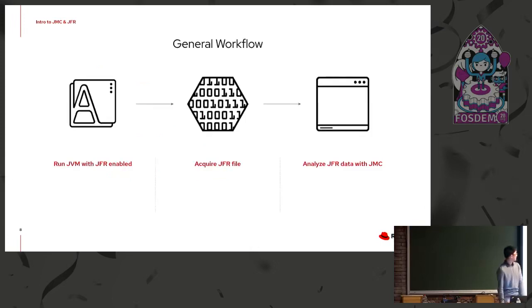If we just look at a general workflow, you run your JVM with JFR enabled, with various configuration options. That will output a JFR file that you will need to store somewhere, probably not in the production system. And then eventually you get that JFR file maybe onto your local desktop, and you analyze the data with mission control or with other tools.